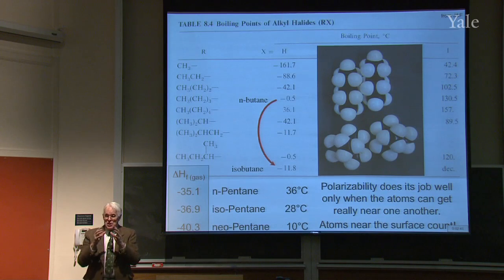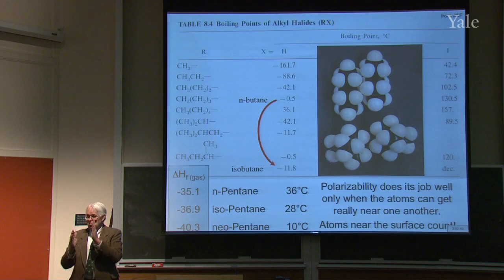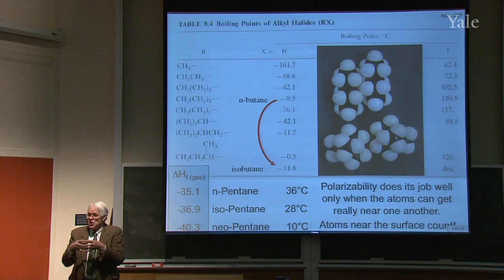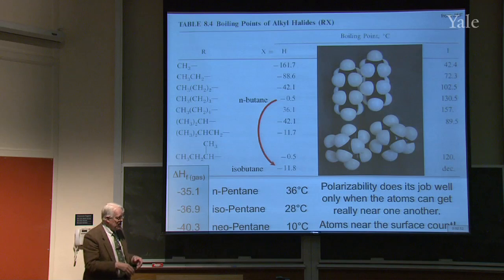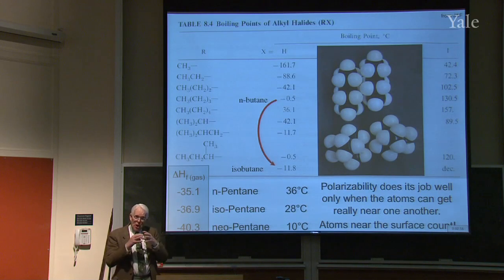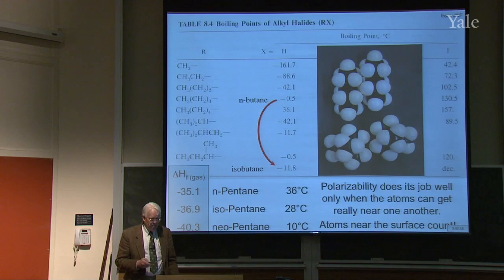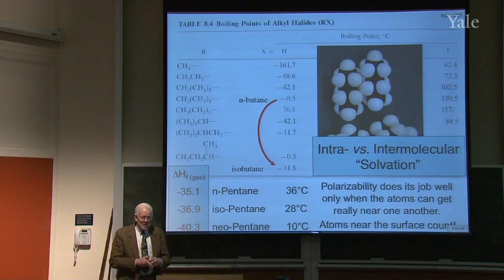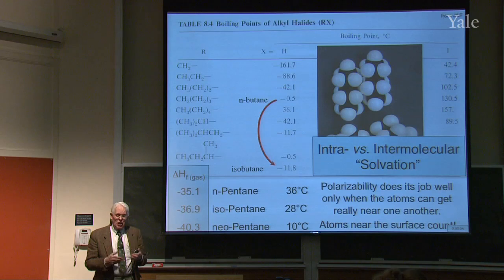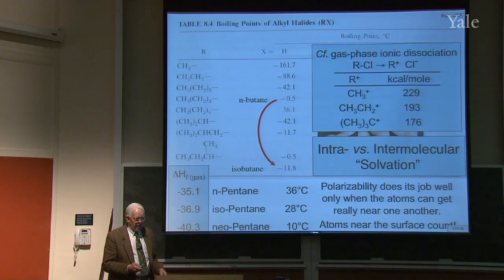So what you lose in terms of polarizability from one molecule being adjacent to another one, you gain in interactions within the molecule. So that's not the only reason for this, but that's one reason that branching makes molecules more stable. So it's like solvation, except it happens within the molecule rather than between molecules.